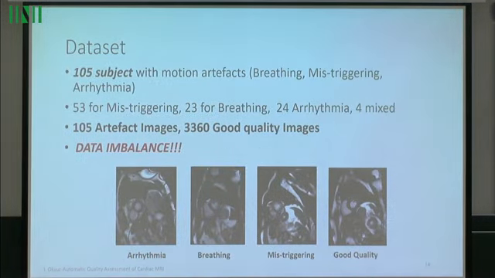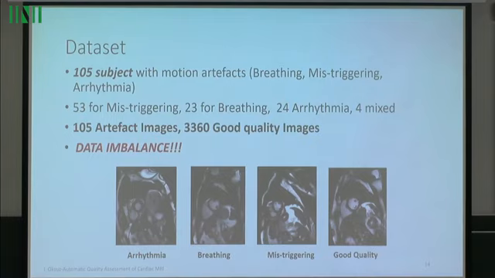So our data set here consists of 3,465 subjects, out of which only 105 of them have the artifacts that I already mentioned. These artifacts cover different types of issues, such as arrhythmia, which is a condition of the patient, or bleeding, which is also caused by the patient during acquisition, or mistriggering, which can happen due to the fact that the ECG electrodes are not correctly placed during the cardiac acquisition.